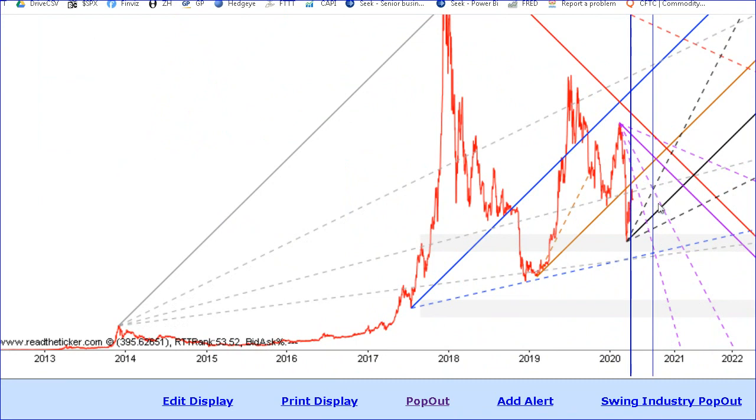This line is what you call a 2-to-1. That is 2 times price to 1 unit of time, but it's going down, so that's moving very fast on the downward. This line here is actually 4-to-1, so it's going down 4 units of price to 1 unit of time, so it's very rapid. This is 2 units of price to 1 unit of time going down. This is obviously 1-to-1.